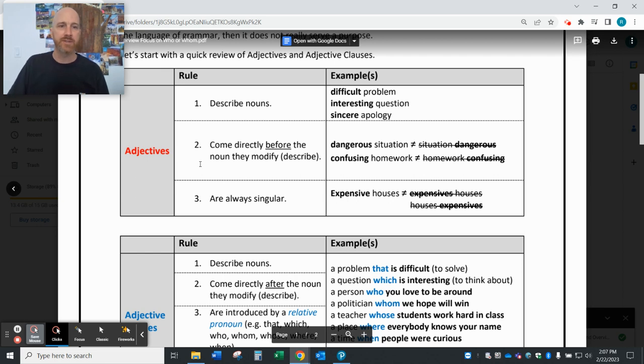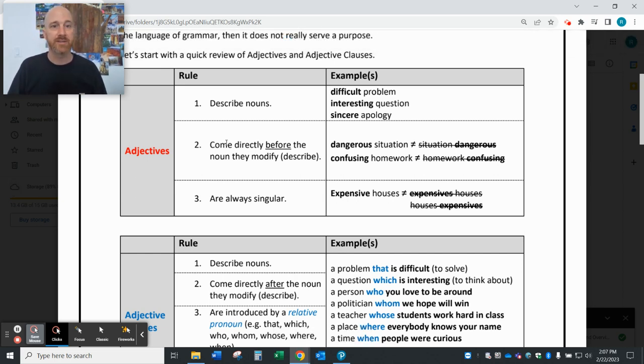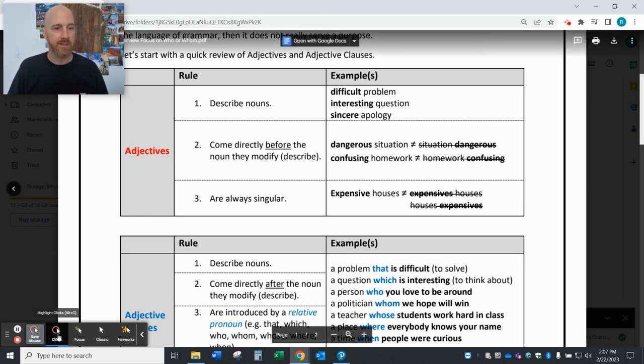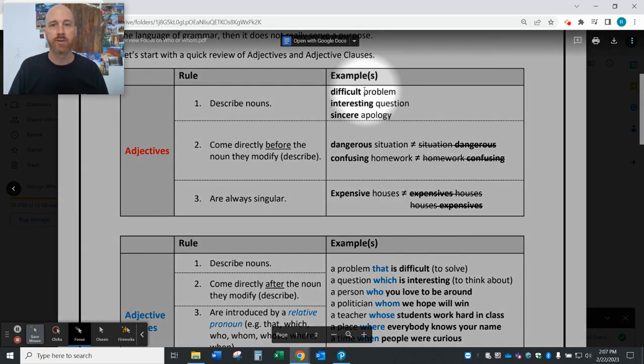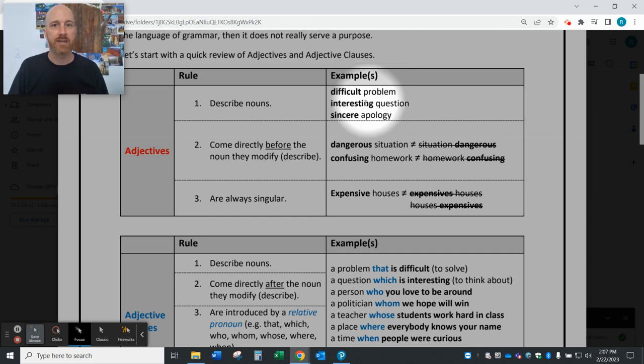Before we do that, I want to give you a quick review of adjectives. Remember, adjectives describe nouns. In English, they come directly before the noun that they're describing or modifying, and they're always singular. Okay, so here, difficult is the adjective, problem is the noun. Interesting is the adjective, question is the noun. And sincere is the adjective, apology is the noun.